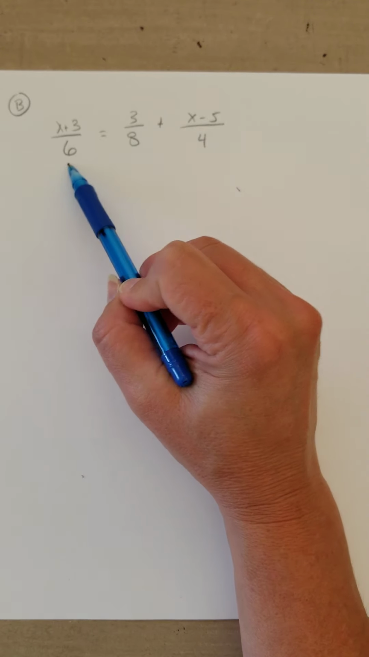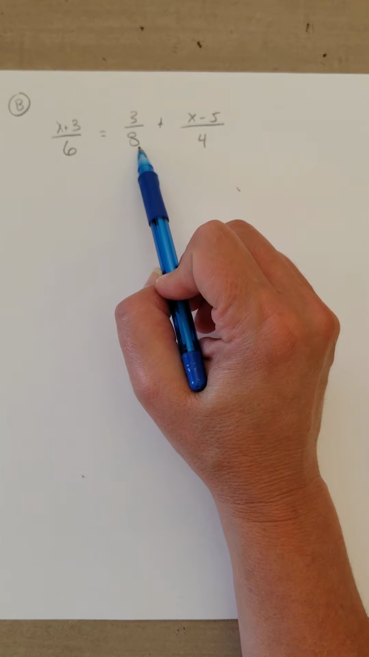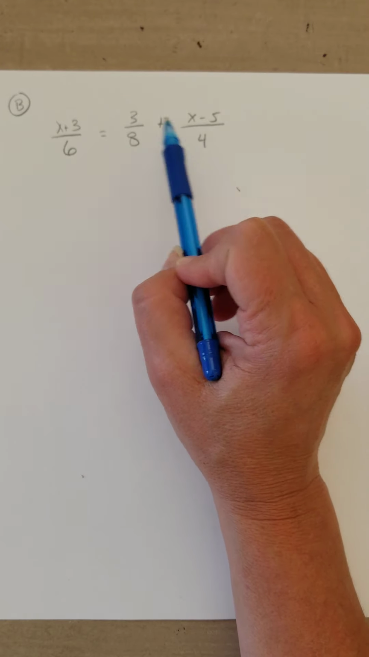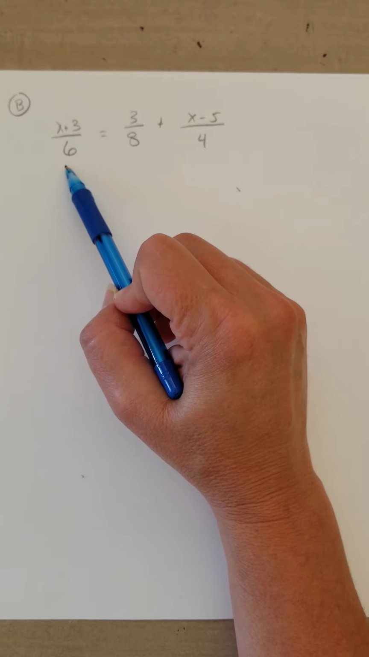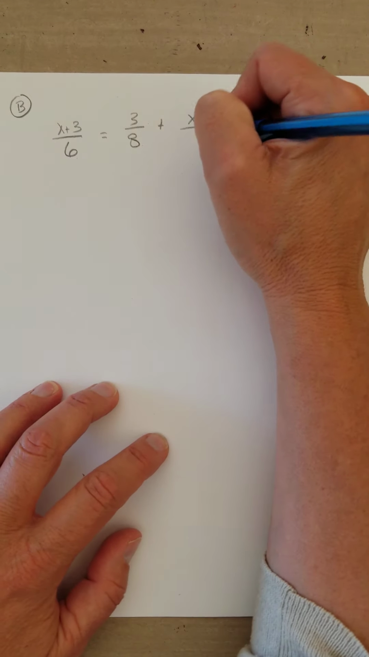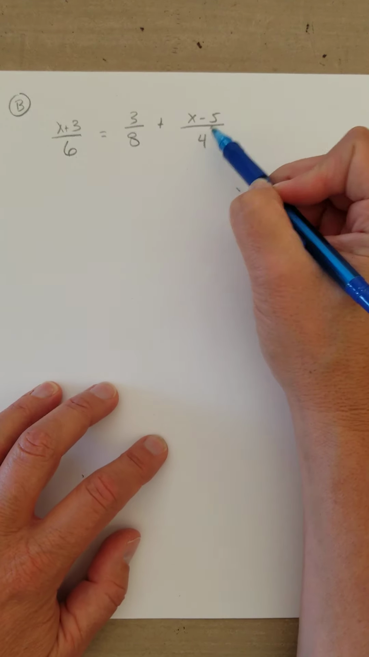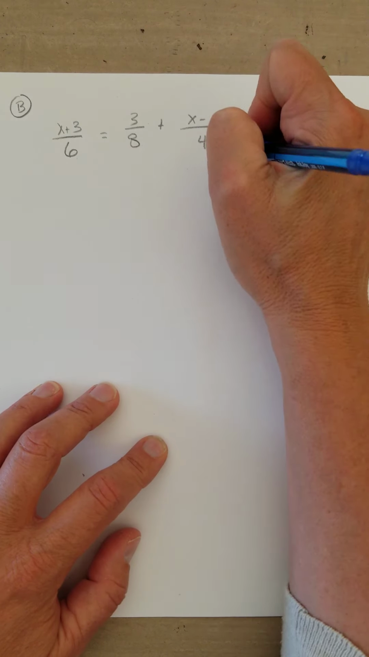Okay, 4 doesn't go into all of these. 12 might be one you think of, but 12 doesn't go into 8. 16 goes into 4, and it goes into 8, but not into 6. 24. If I multiply this guy by 24, wouldn't the 4 divide out? If I multiplied this by 24, that would divide out. And if I multiplied that, 24 is my magic number.